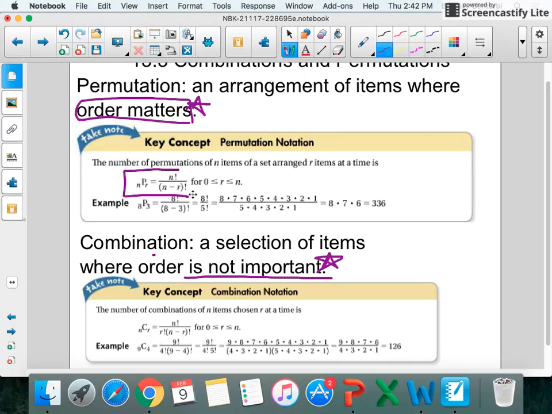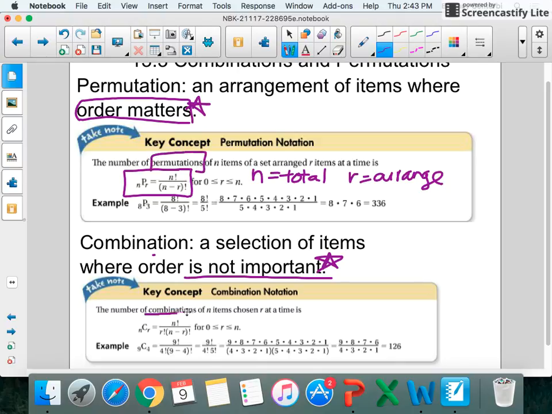For permutation, you have this formula here in the box, which is n factorial over n minus r factorial. And we learned how to solve the factorials yesterday. n is your total, and r is your arrangement, so how many things they want you to arrange. That goes for both the permutation and combination. So this up here is the permutation formula.